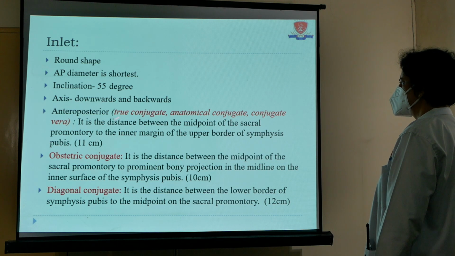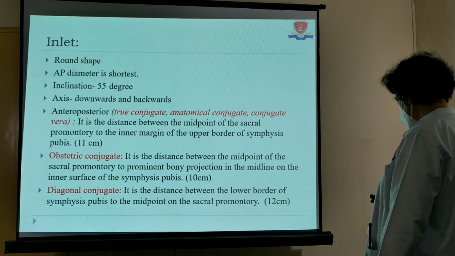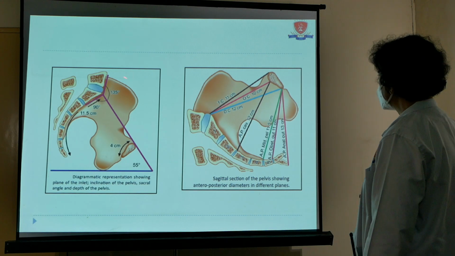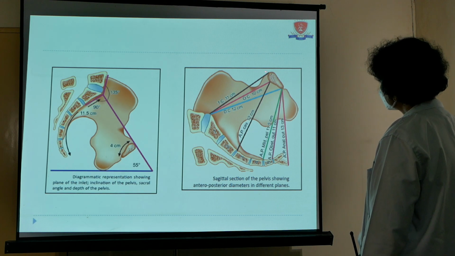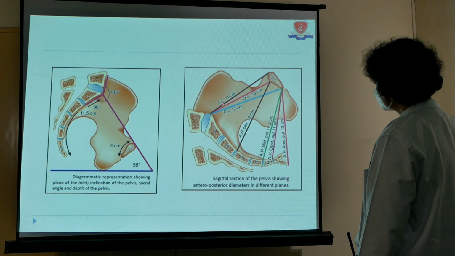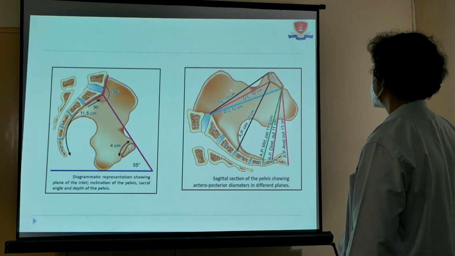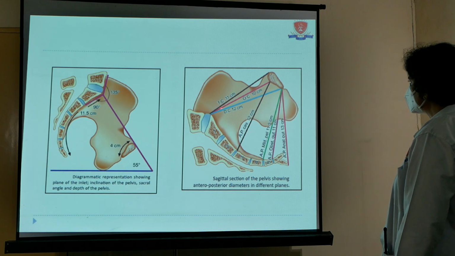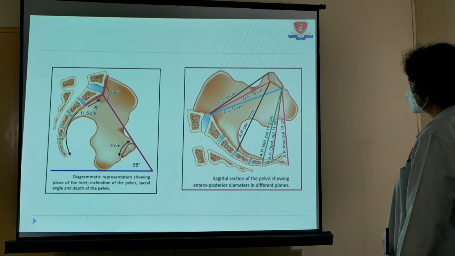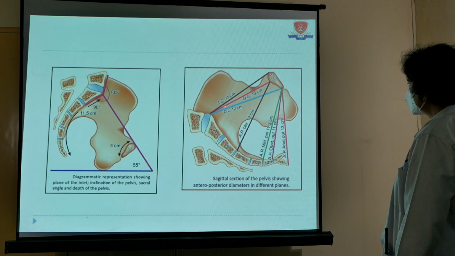Anteroposteriorly there are 3 conjugate diameters: the true conjugate, the obstetric conjugate, and the diagonal conjugate. In this diagram these are the anteroposterior diameters. The first is from the upper border of the symphysis to the sacral promontory. This is the true or anatomical conjugate, and it is 11 centimeters. The second is the obstetrical conjugate. This is from the sacral promontory to the nearest point on the posterior surface of the pubic symphysis, because it is convex posteriorly, so it will be less, 10 centimeters. The third is from the sacral promontory to the lower border of the pubic symphysis. This is the diagonal conjugate, 12 centimeters.